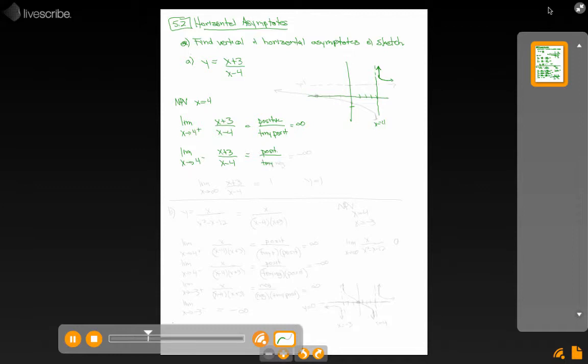Now, if I try a number like 3.99999, I still have positive on top, but I have a tiny negative on the bottom, and it means I'm heading towards negative infinity. So on this side, I'm heading towards negative infinity, something like that.